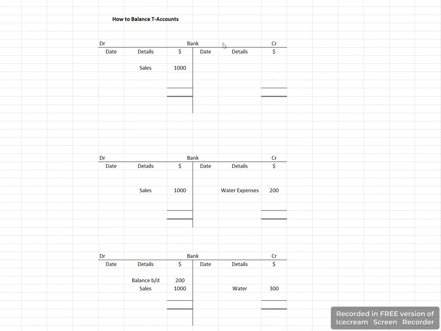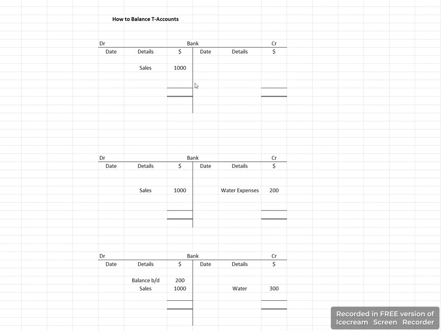So first of all, we have a bank account. Bank is an asset account. Whenever you have money coming into the account, it's debited. So when you sell goods, you're receiving money, so it comes on the debit side. Because we're focusing on the balancing aspect, we're mainly going to focus on that rather than journal entries and all the other associated things.